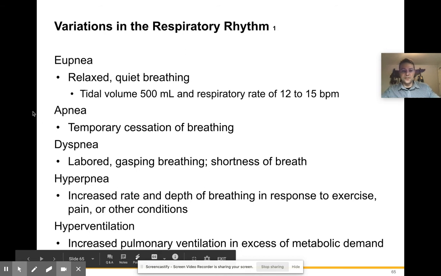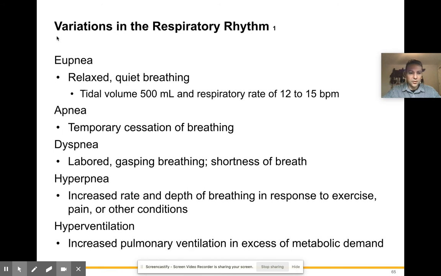Let's take a look at some variations in respiratory rhythms. So eupnea is relaxed, quiet breathing. Your tidal volume is about 500 milliliters. Your respiratory rate is about 12 to 15 breaths per minute. That is normal, relaxed, quiet breathing: eupnea. Then you have apnea.